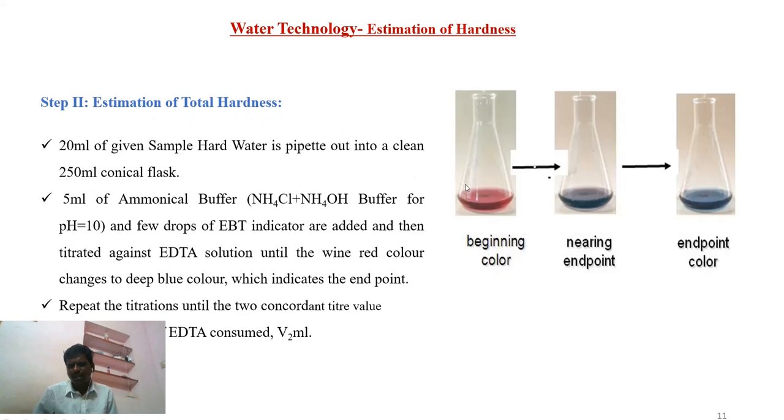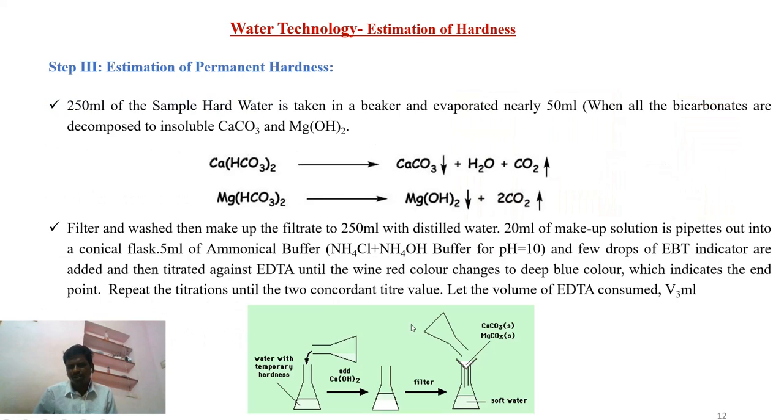Here we have to take sample water in a flask. Then we have to add EBT. Now the metal-EBT complex will be formed, that is wine red color. Then we have to add the buffer also. Then only it will give the metal-EBT complex, that is the wine red color complex. Then we have to titrate, and the color changes from wine red to blue. At the end point we have to note down the volume of EDTA consumed, so that the volume of EDTA consumed in this titration is V2 ml.